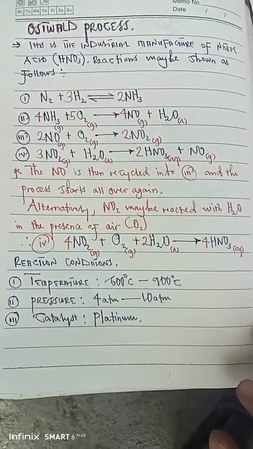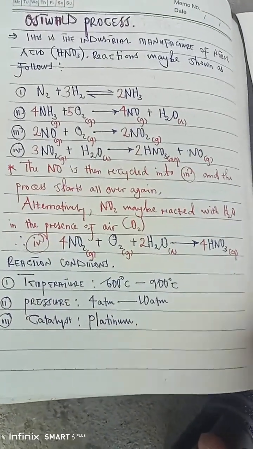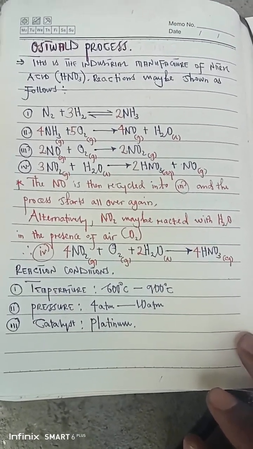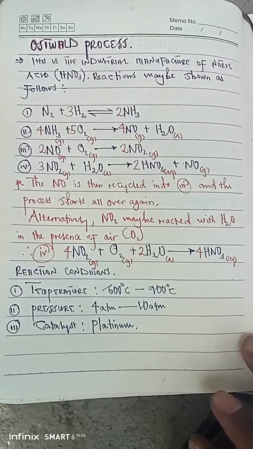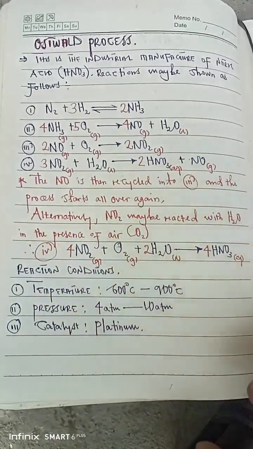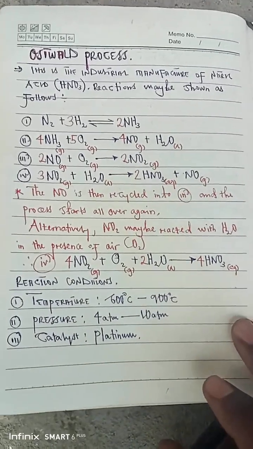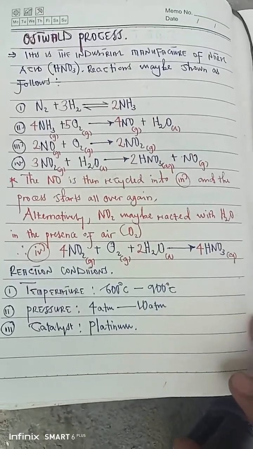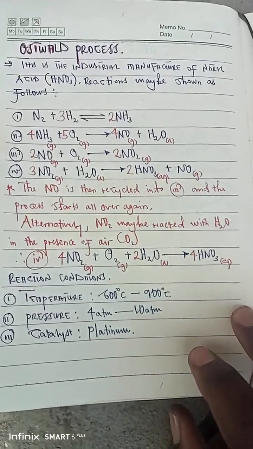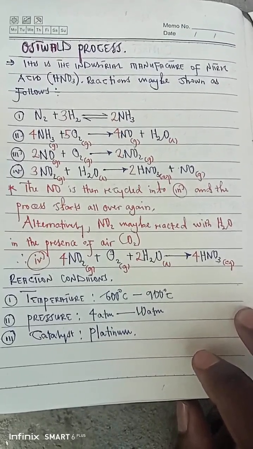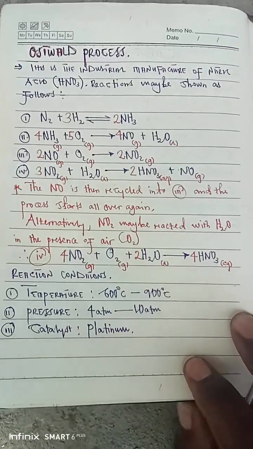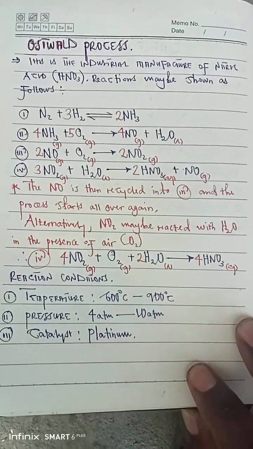Okay, so in this video we are going to be talking about the Ostwald process. Feel free to pause the video and copy the notes and then follow with me as I explain. The Ostwald process is simply the industrial manufacture of nitric acid.